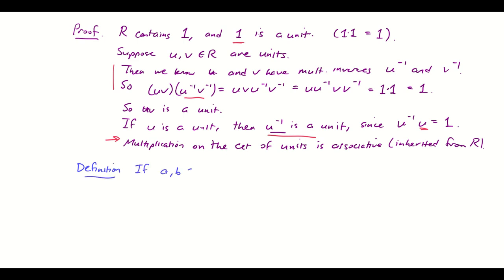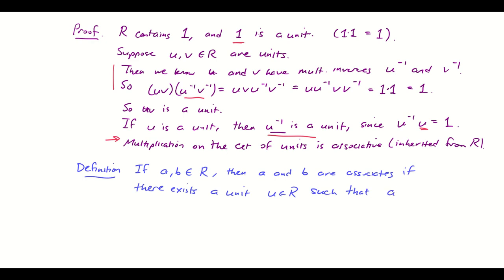If A and B are elements of R, which is still an integral domain, then A and B are associates if there exists a unit U in R such that AU equals B. So in other words, two elements of an integral domain are associates if we can get from one to the other by multiplying by a unit.